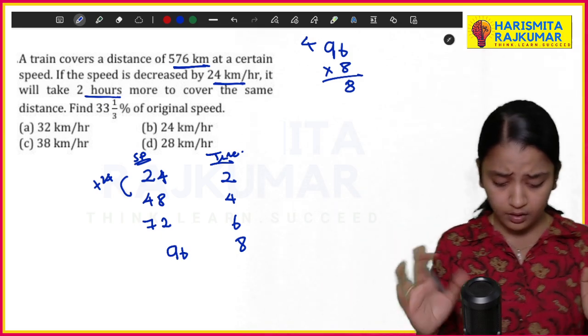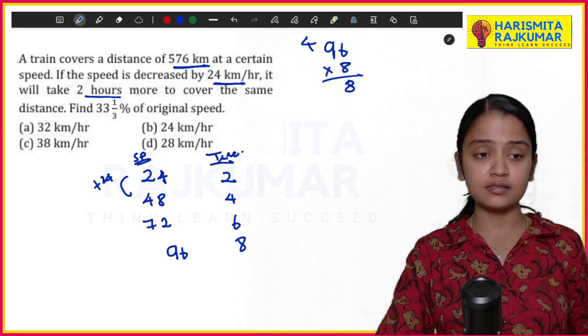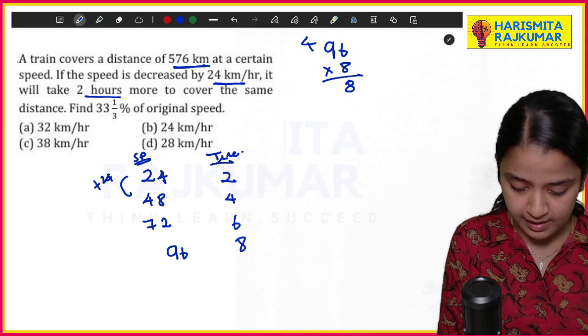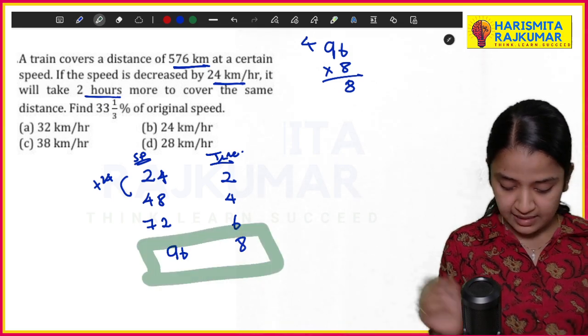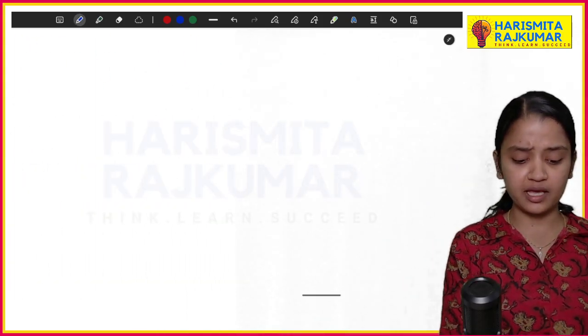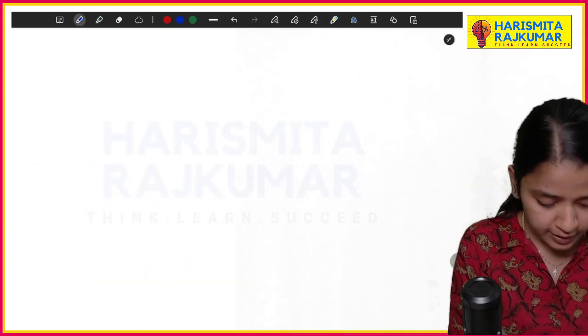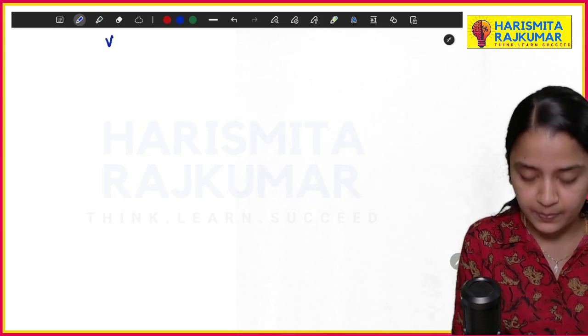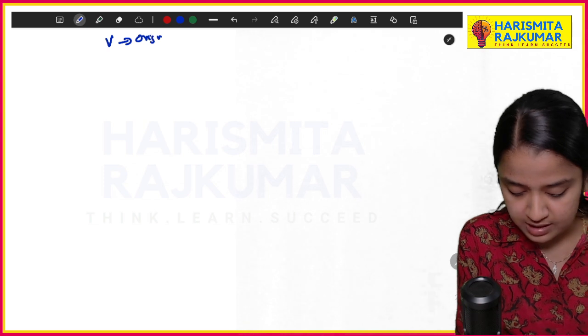So the question here is, I am saying that this 96 speed is my original speed, but you will be confused, like, why are you saying 96 is my original speed? For that, let us assume V as the original speed. So V is the original speed.